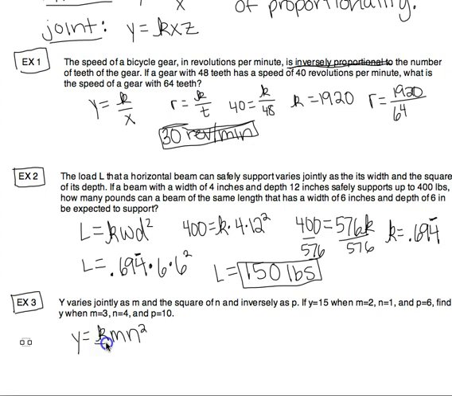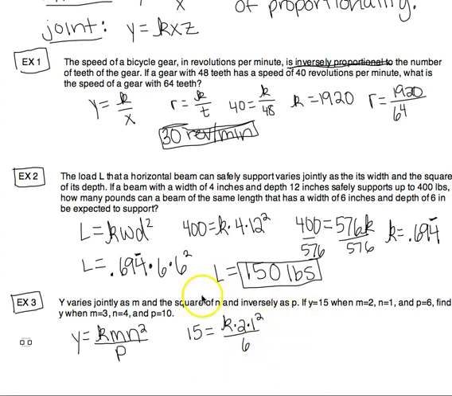So inversely just means it goes in the denominator. So p goes down here. Okay, so this is our formula that relates all of the variables. Now they give us our original values. So it says y is 15 when m is 2, n is 1, and p is 6.